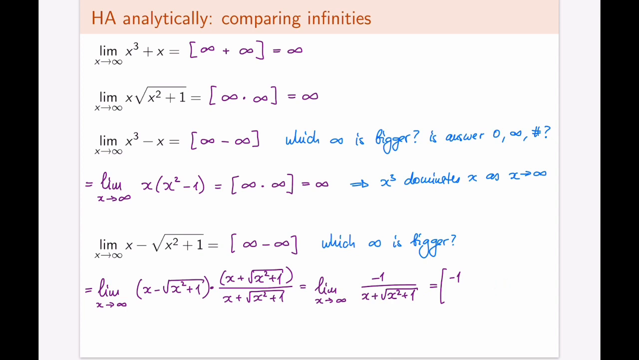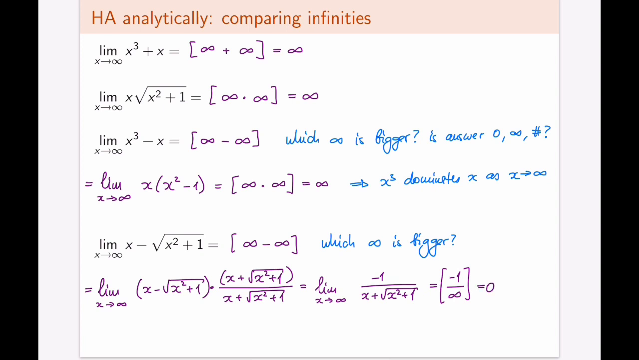Okay, so -1 divided by, so what do I have here? If I plug in x equals infinity all over the place, I'm going to have infinity plus infinity, which is of course infinity. So -1 divided by infinity. If I take -1 and divide by a very, very large number, my final answer will approach 0.